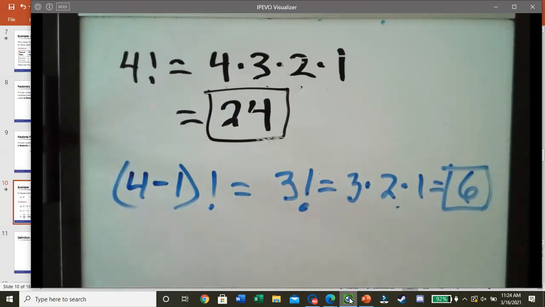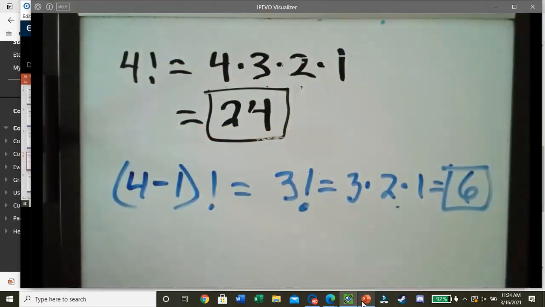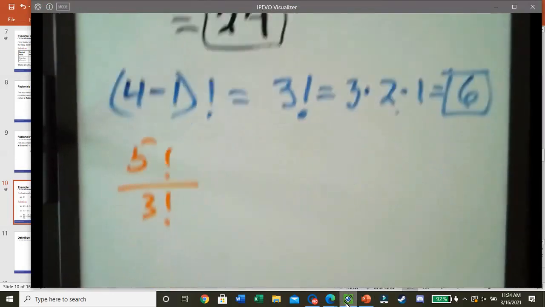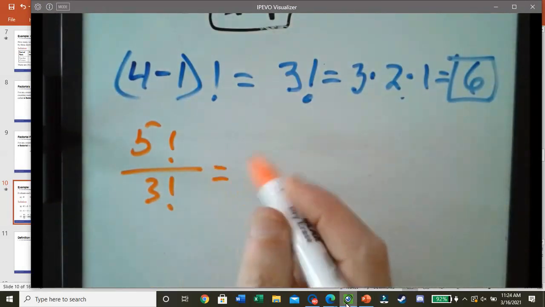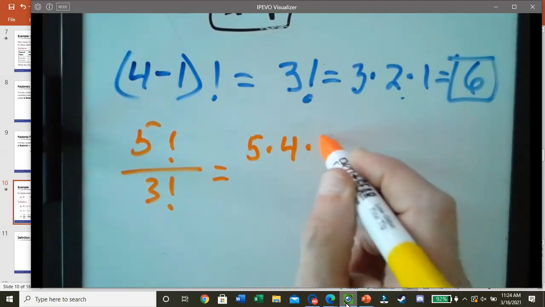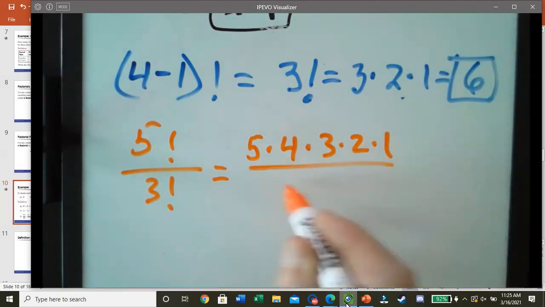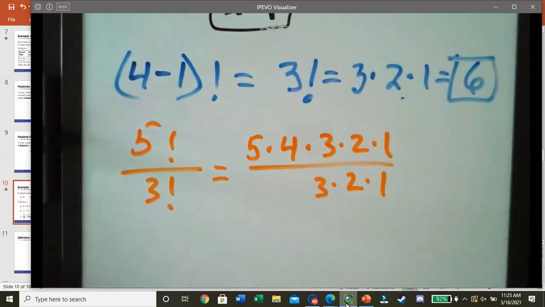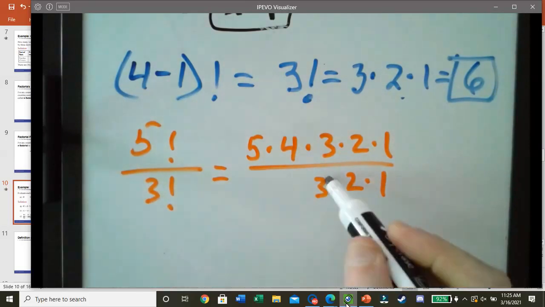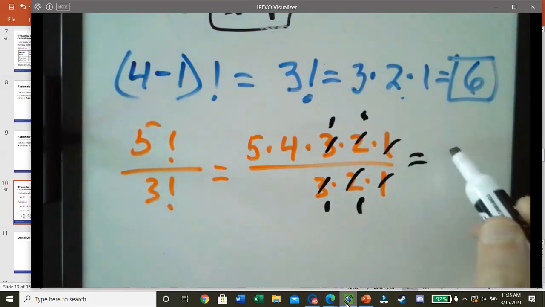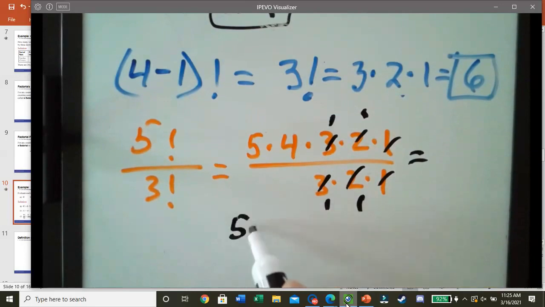All right, next we have 5 factorial over 3 factorial. Now here, you can multiply this out. 5 times 4 times 3 times 2 times 1, over 3 factorial, which will be 3 times 2 times 1. Well, the 3's can cancel, the 2's cancel, and the 1's cancel. So really what you have here is 5 times 4.